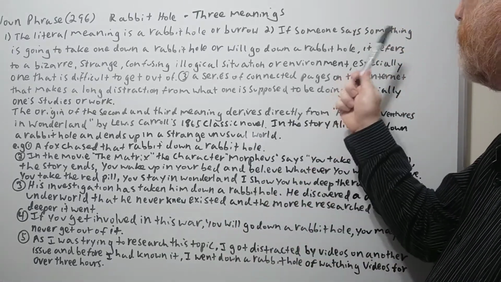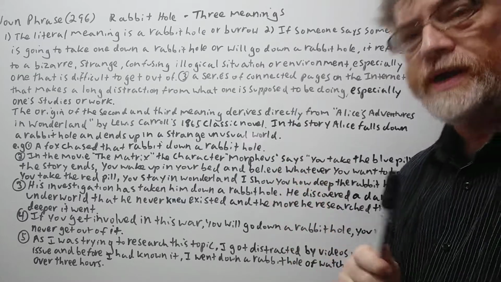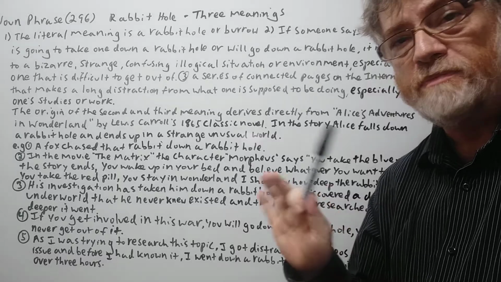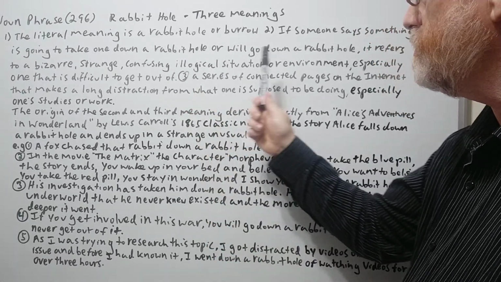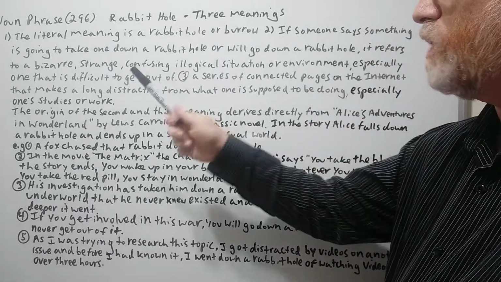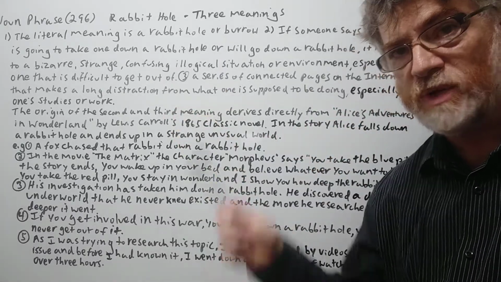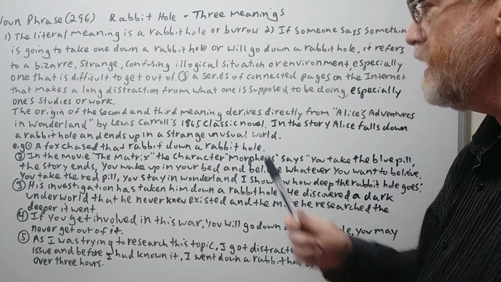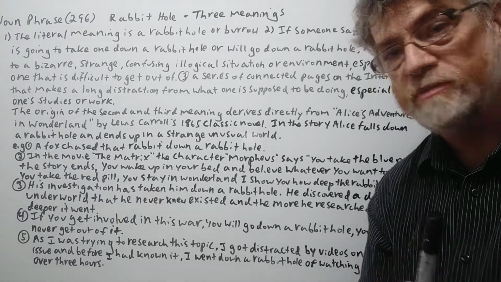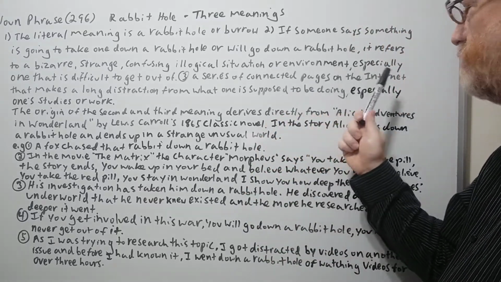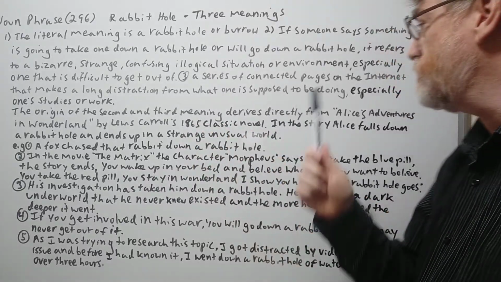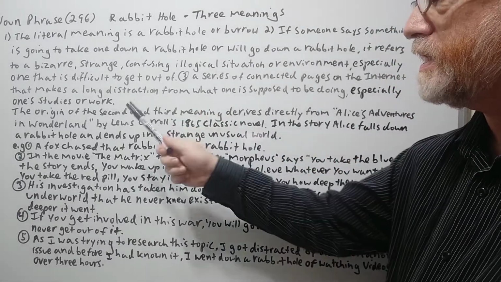All right, here's the second meaning. If someone says that something is going to take one down a rabbit hole or will go down a rabbit hole, it refers to a bizarre, strange, confusing, illogical situation or environment, especially one that is difficult to get out of. Yeah, we use it a lot for this meaning today. And the third one is the most recent one. This is to do with the internet and computers. A series of connected pages on the internet that makes a long distraction from what one is supposed to be doing, especially one's studies or work.